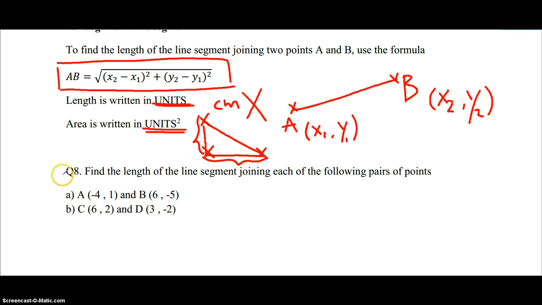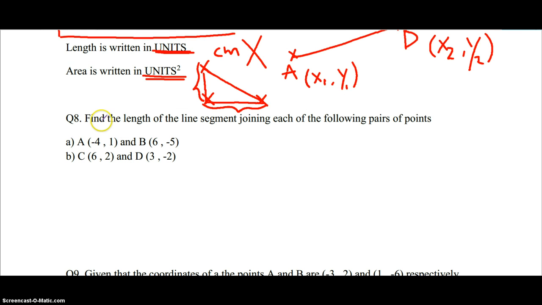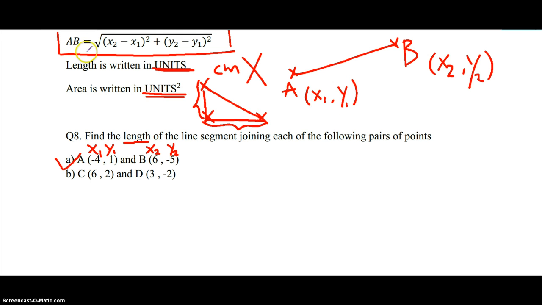Now let's try question 8 over here. Find the length of the line segment joining each of the following pairs of points. I'm just going to go through part A. So you have 2 points, A and B. As usual, please name them x1, y1 and x2, y2. Based on the formula on top, you will then apply it to these 2 coordinates.